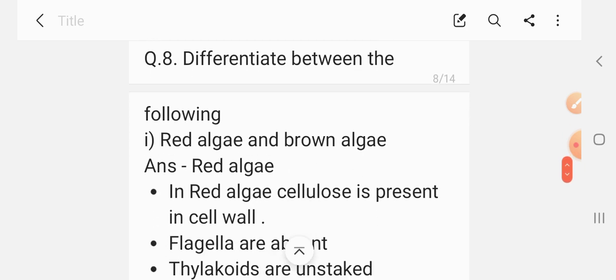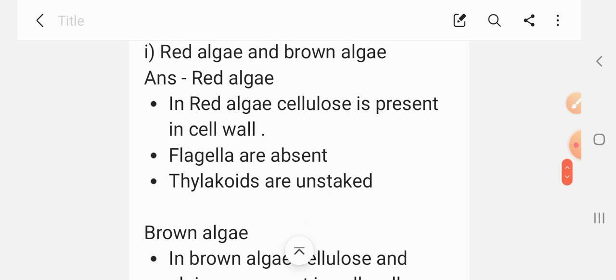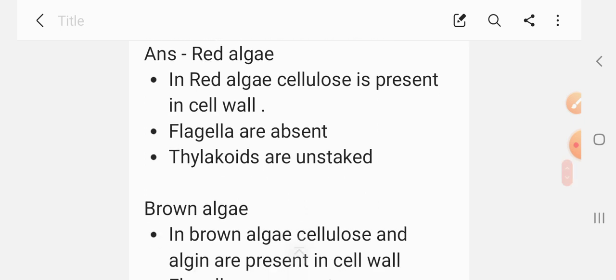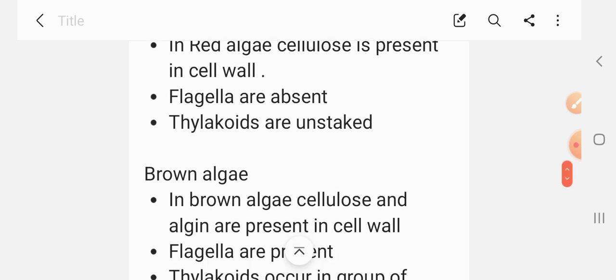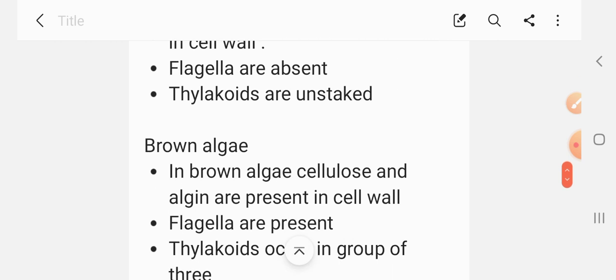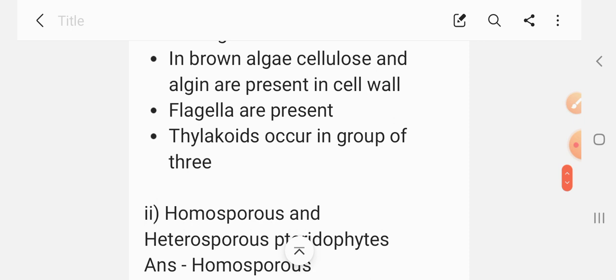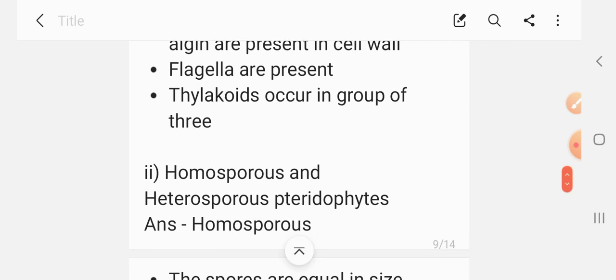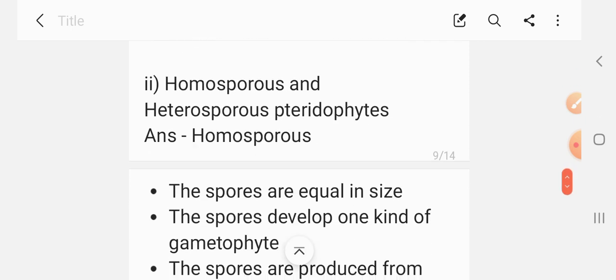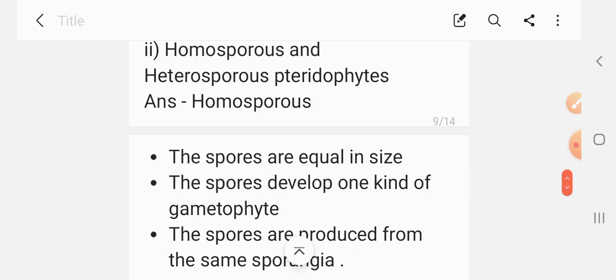Question number 8. Differentiate between the following: red algae and brown algae. Answer. Red algae. In red algae, cellulose is present in cell wall, flagella are absent, thylakoids are unstacked. Brown algae. In brown algae, cellulose and algin are present in cell wall, flagella are present, thylakoids occur in groups of 3.